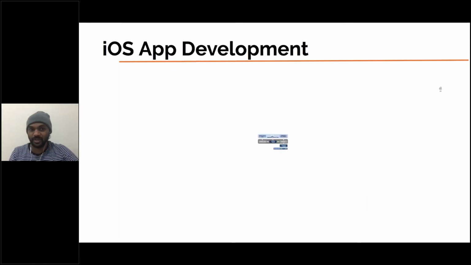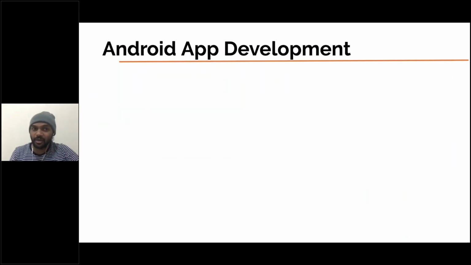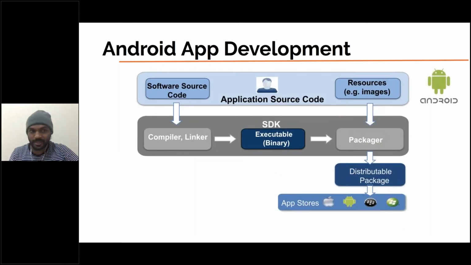In a similar fashion, in this case you are going to write the code in Swift or Objective-C, sometimes C and C++. That code will be compiled and linked through Xcode. Then it is going to generate a binary, and this one goes to the App Store directly. Then if you consider Android development, it's the same process.